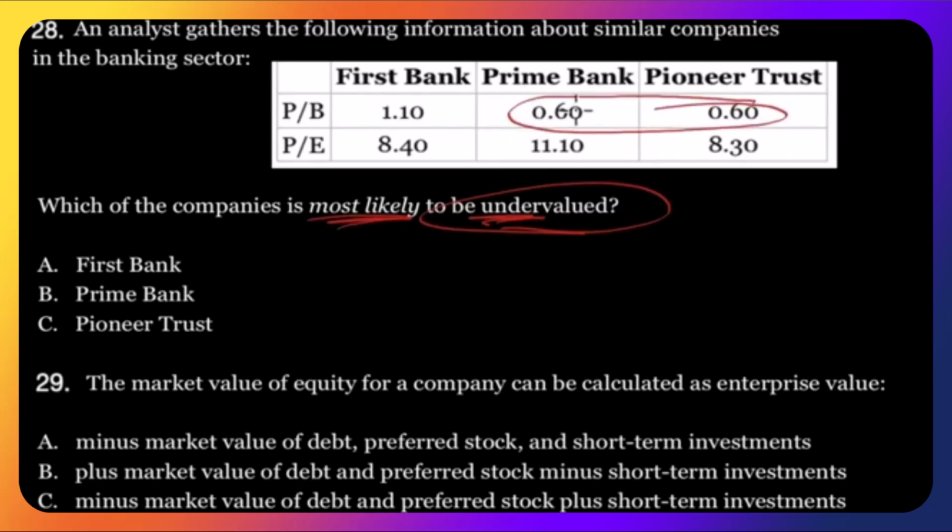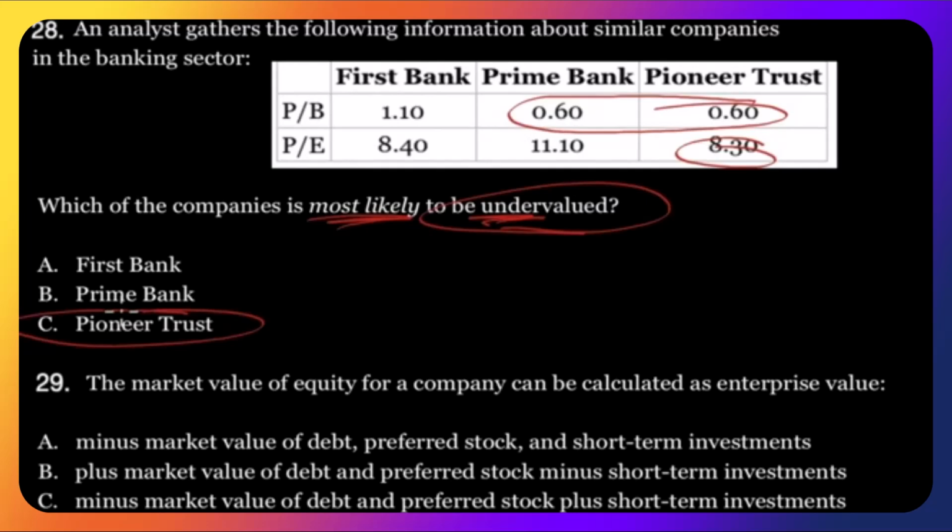Let's go to the price earnings ratio. First Bank is selling at 8.4 times its earnings. Prime Bank is selling for 11.1 times its earnings. So we're undecided between these two. Pioneer Trust is selling for 8.3 times its earnings. So it's selling for the lowest PE. So Pioneer Trust was tied on the lowest for price to book and wins on price to earnings. Since we have both of them selected, company most likely to be undervalued would be Pioneer Trust, would be C.